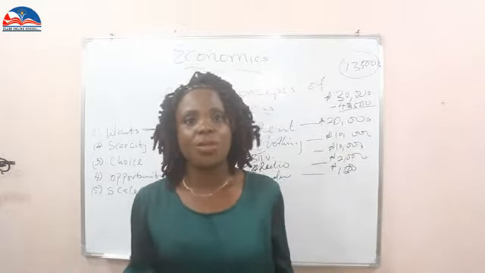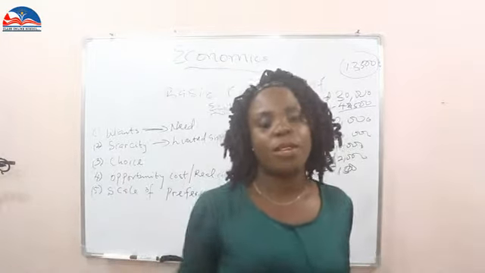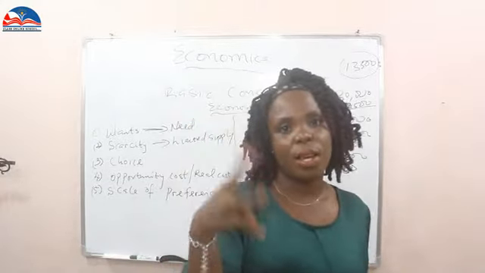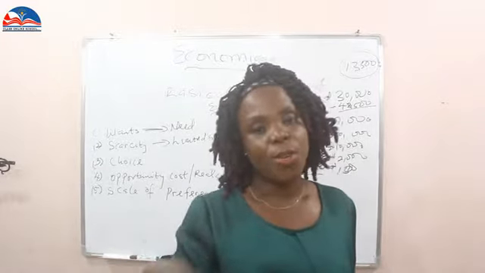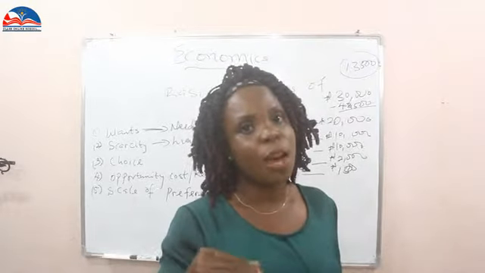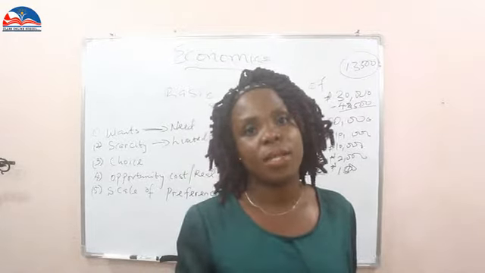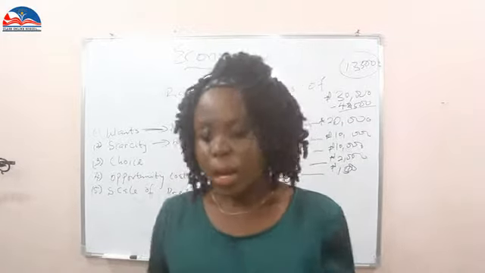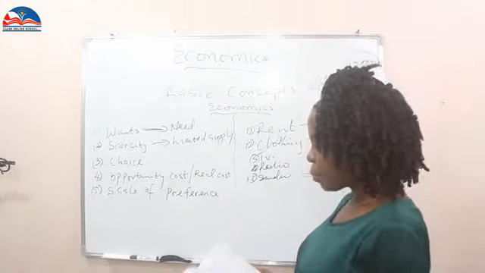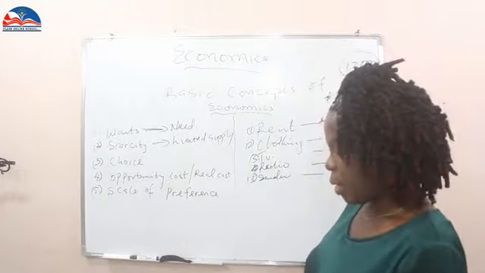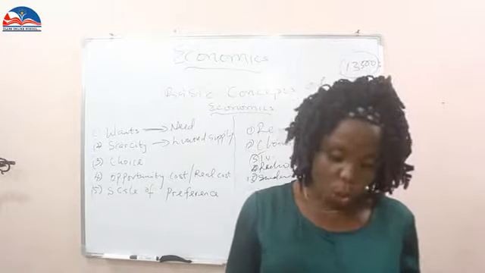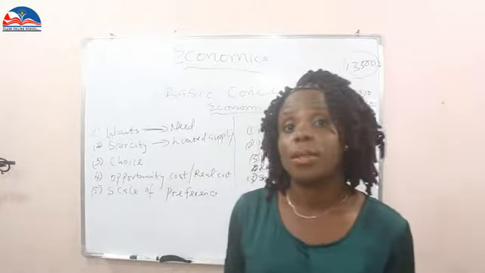Choice in general has to do with choosing from different alternatives. That is to say, if you have three choices, A, B, C, and you need A, B, C, but you can only afford just A or just B, you have to make a choice between these three products. So now, in economics, what do we mean when we talk about the word choice? Choice in economics has to do with a system of selecting or choosing out of a number of alternatives.